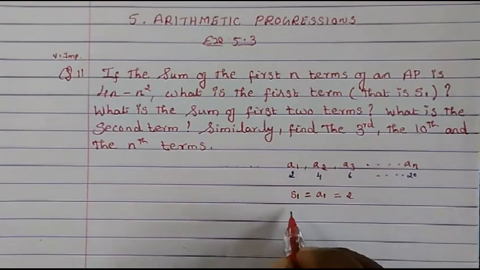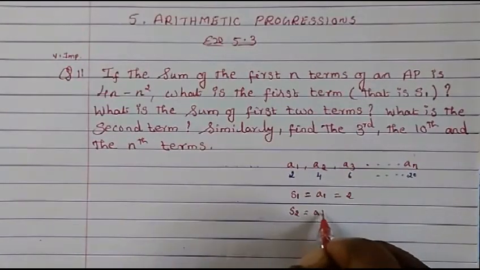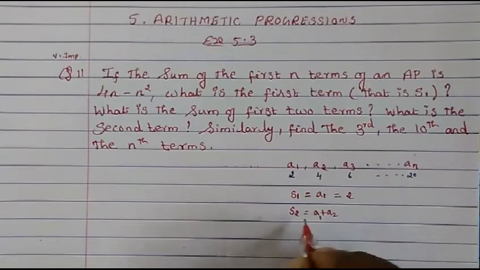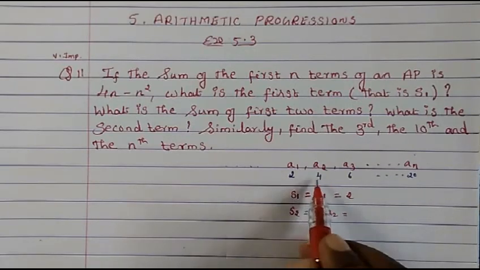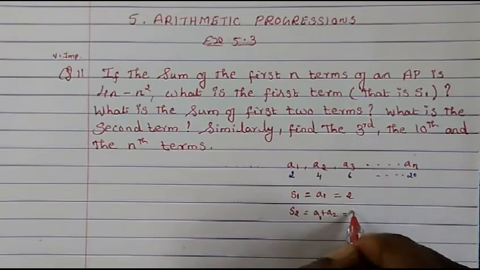Now if I want the sum of two terms, what is the meaning of these two terms? That means the sum of two terms is A1 plus A2. This is called the sum of two terms. So the sum of two terms means A1 plus A2, that is 2 plus 4, 6.